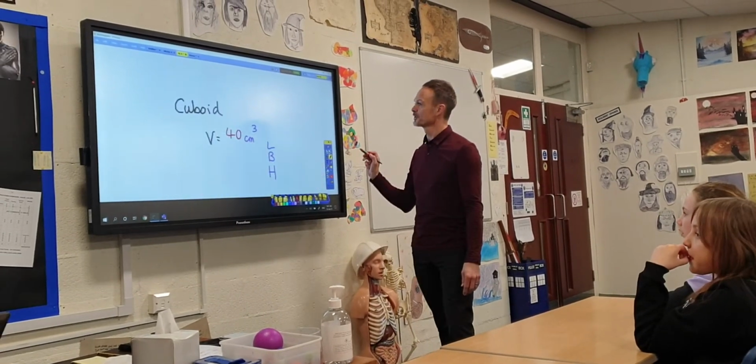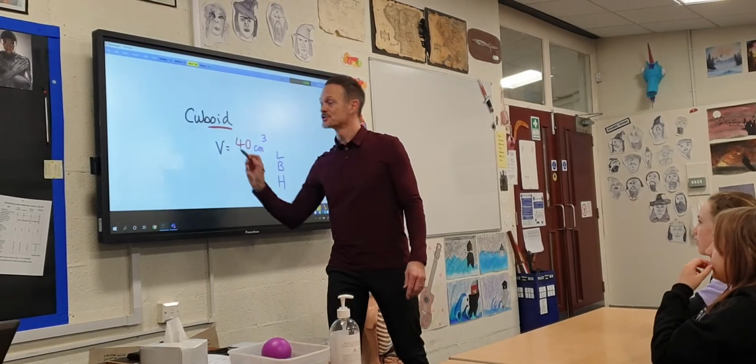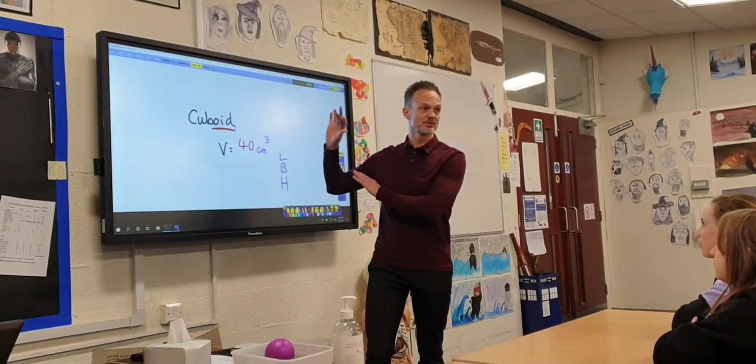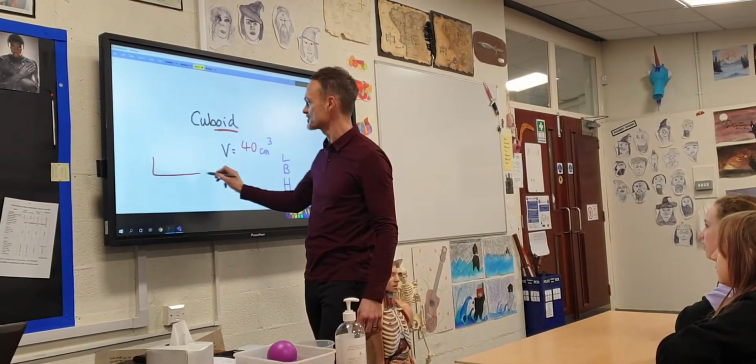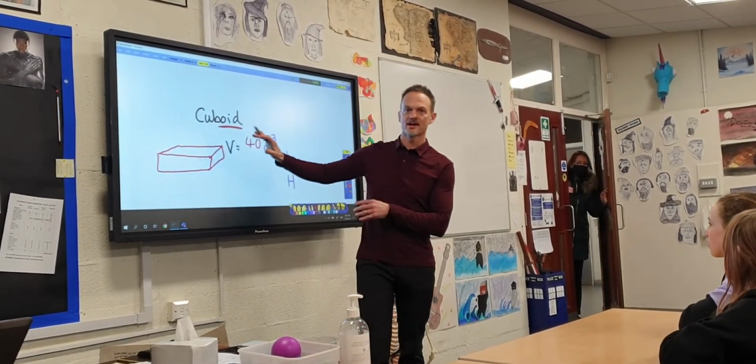On we go. Cuboid, this one's easy. Lily May, as soon as it's a cuboid, the measurements can be anything because it can be any shape it wants to be, as long as it's something a little bit like this.